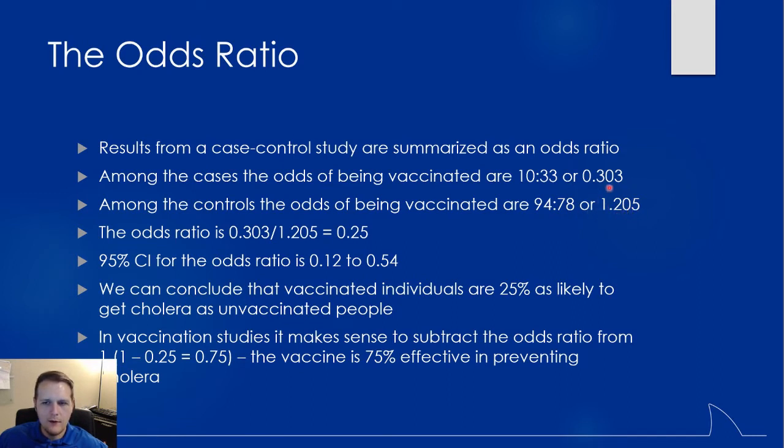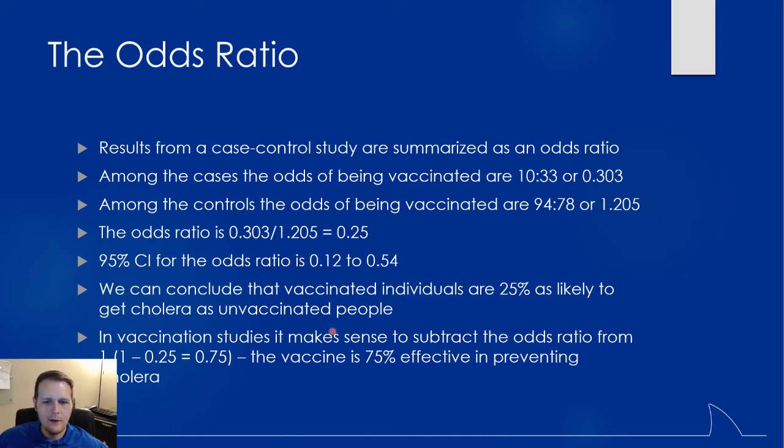Okay, so here are the individual odds. Now to get the odds ratio, it's pretty easy. You just divide one by the other. So the odds of the cholera group, the cases, being vaccinated versus the odds of the controls being vaccinated equals 0.25. Okay, and then you can also get a 95% confidence interval for that odds ratio. So looking at it, we can conclude that vaccinated individuals are 25% as likely to get cholera as unvaccinated people. What does that mean? Well, it means that these people are actually protected from getting cholera because their odds of getting it were much less, 25% as likely as the unvaccinated group.